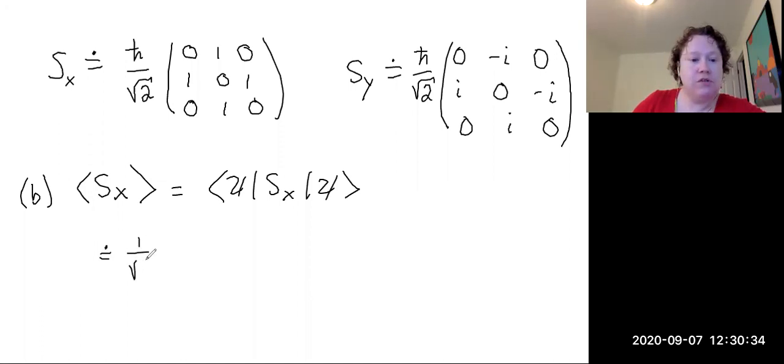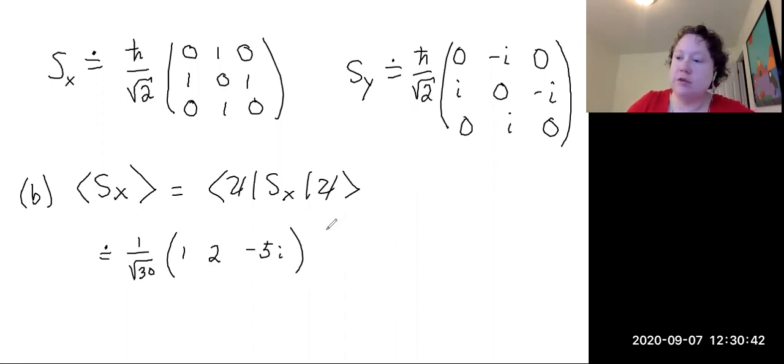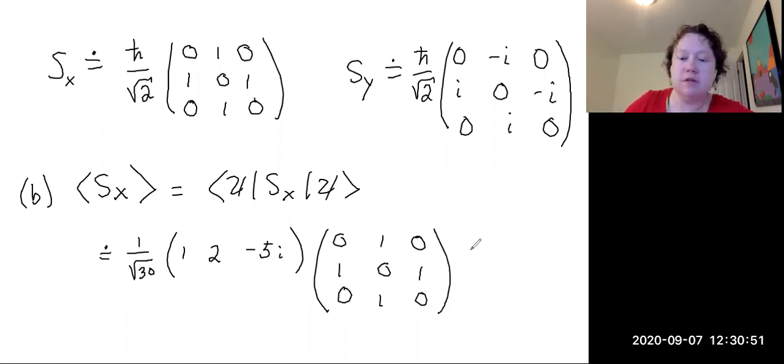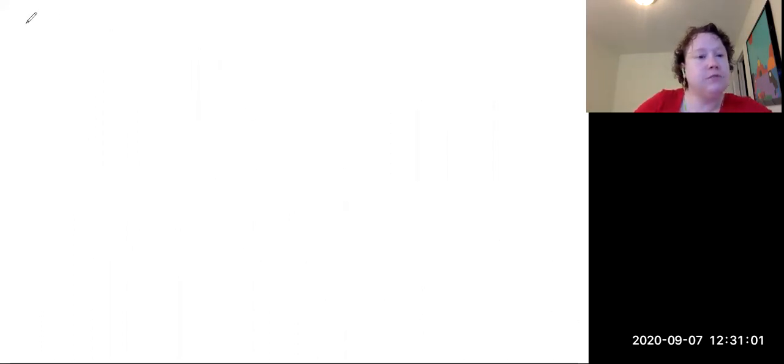So I get 1 over the square root of 30. I'm going to take the bra of psi, which is 1, 2, minus 5i. So I took the complex conjugate. 0, 1, 0, 1, 0, 1, 0, 1, 0, times 1 over the square root of 30 times 1, 2, 5i.